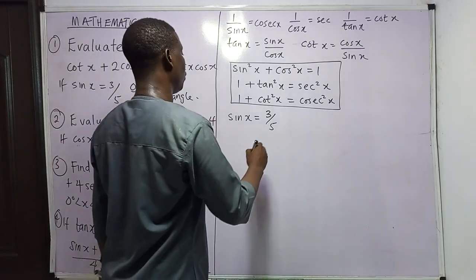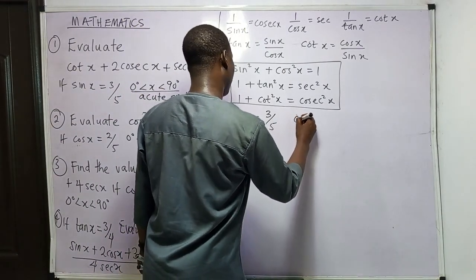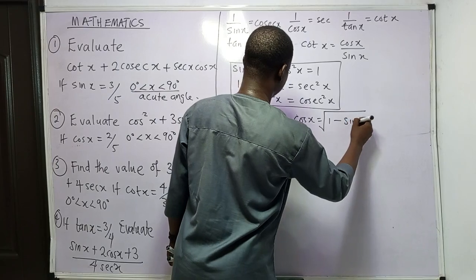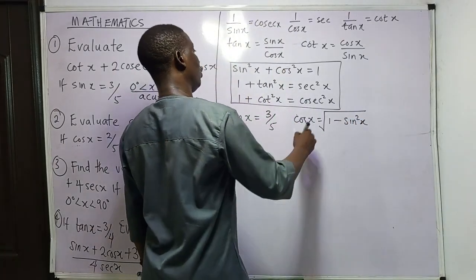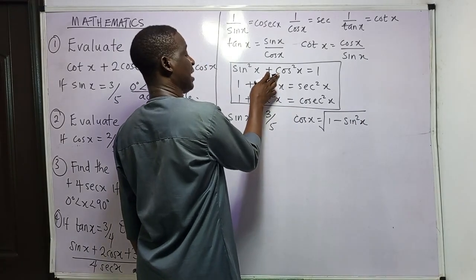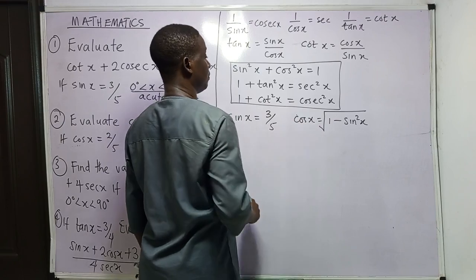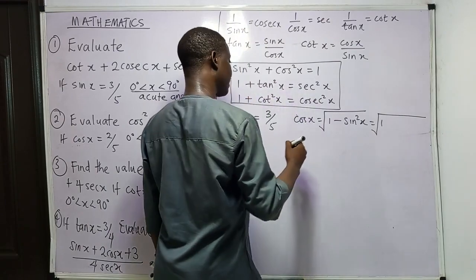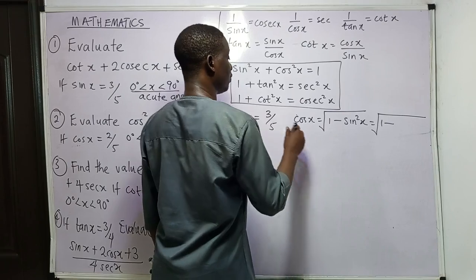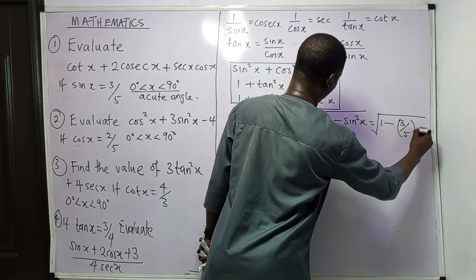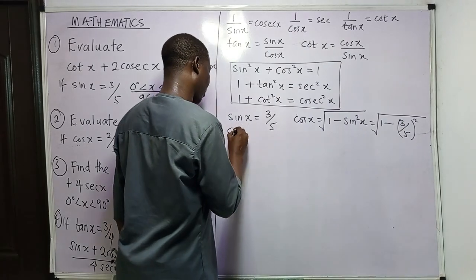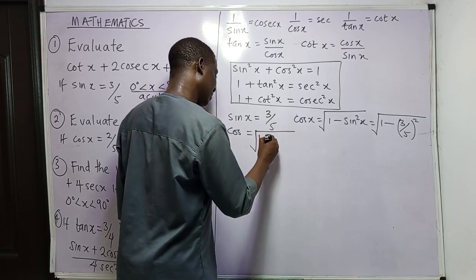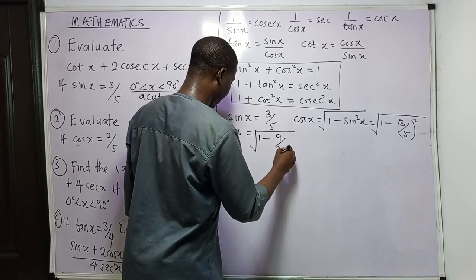Therefore, what is going to be our cos x? Cos x will now be equal to the square root of 1 minus sin square x, because we know from here, if you make cos x the subject of the formula, this is what you are going to have. So square root of 1 minus 3 over 5 all squared. If you break it down, cos x equals square root of 1 minus 9 over 25.